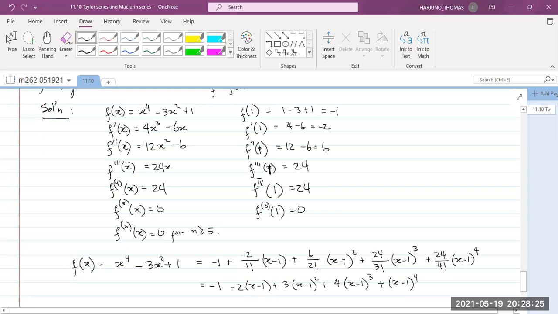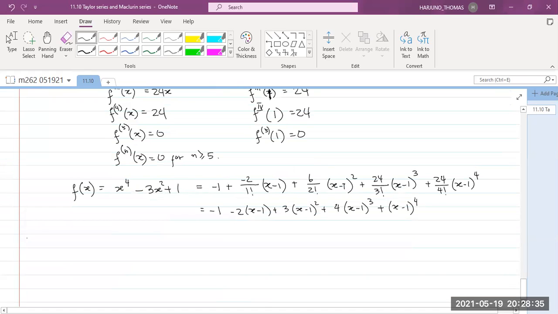That's what it looks like. Okay, now how about number 15? Oh, they want us to do the associated radius of convergence, but first, number 13. Number 13, the Taylor series actually terminates, right? So the radius of convergence will be infinity.